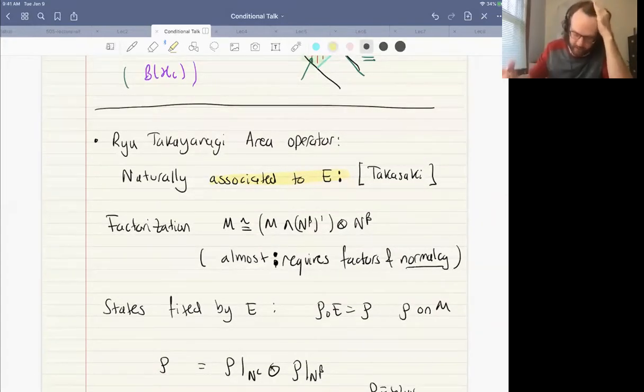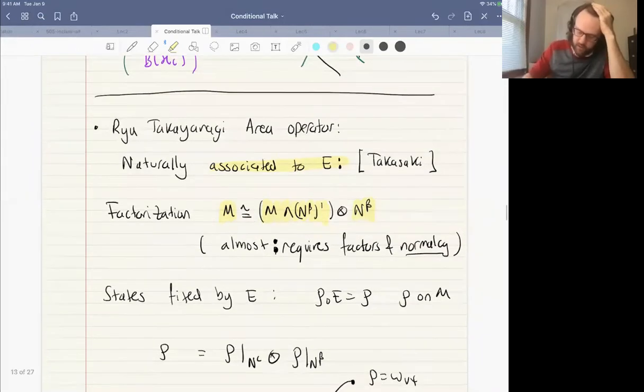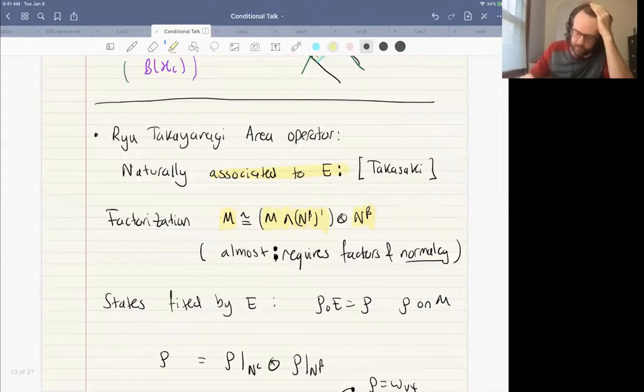So you can show if you have an E like this, then M is roughly a tensor product between the subalgebra N beta and this relative commutant. This might seem trivial, something you can always do, but actually no. When you're talking about von Neumann algebras, it's not always the case that you have a tensor product structure. This requires some extra assumptions: that the algebras are factors and that there's some normality condition, which I'm not going to go into. But essentially, some version of this is true for general von Neumann algebras. If you have a conditional expectation, you have this tensor product structure.